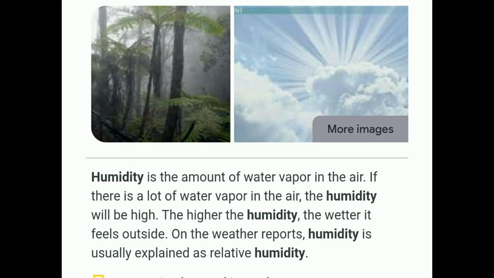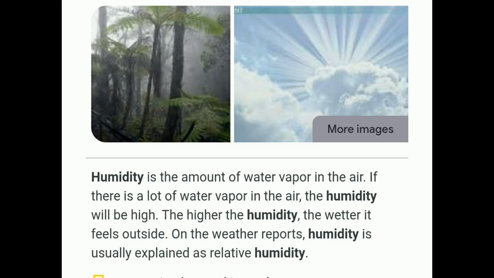So the higher the humidity, the wetter it feels outside. If humidity is more, we feel wetter. Wetter means some sort of wetness upon our body, like we feel sticky, as I said. So we feel some uneasy conditions also. Mostly humidity is explained as relative humidity only.